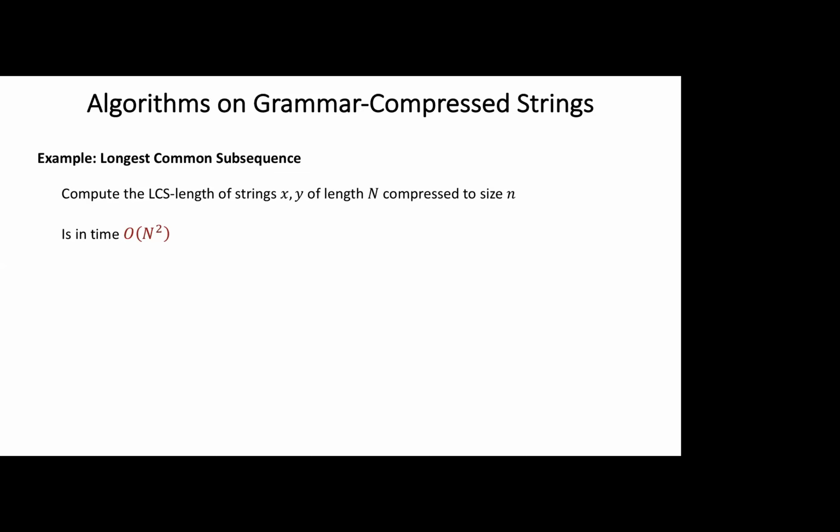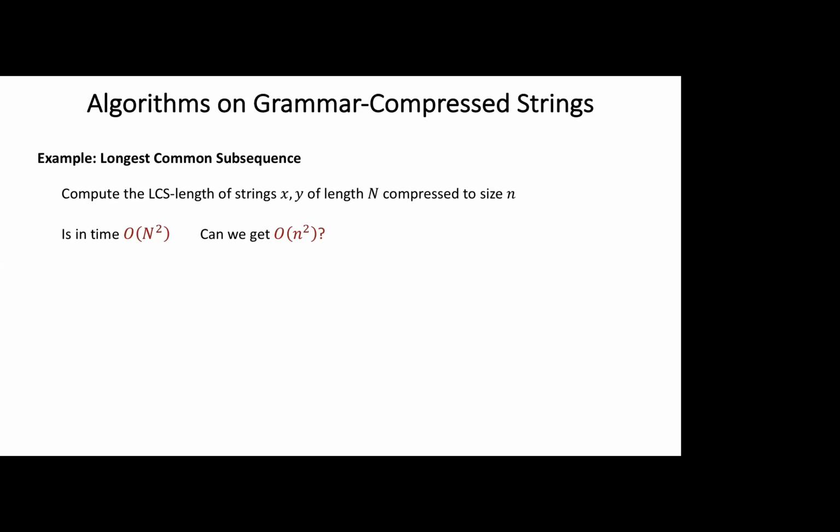Now, certainly what you can always do to solve such a problem is to uncompress the string and then run the classic algorithm. This gives running time big N squared, right? Uncompressed length squared. The big question in this context is whether you can get compressed size squared, or like the classic running time, but you only apply it to the compressed size. I mean, you can certainly not expect anything faster than this, right?